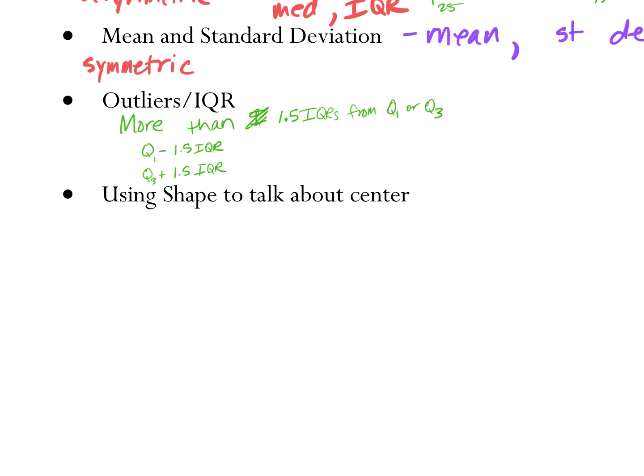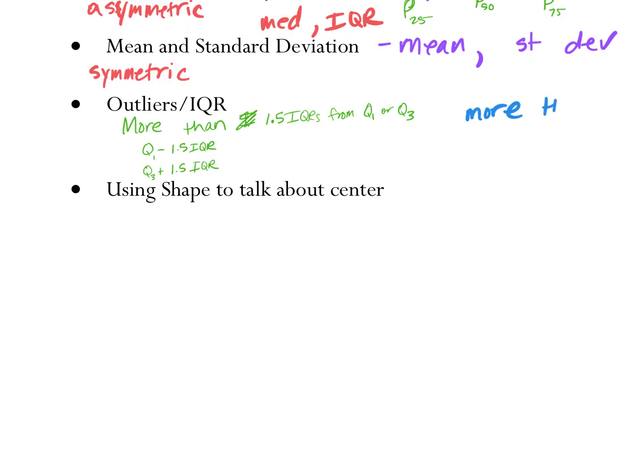The other rule we have is if we have a nice symmetric distribution, something's an outlier if it is more than 2 standard deviations from the mean. Yep. How do you calculate the IQR again? Q3 minus Q1. Okay.